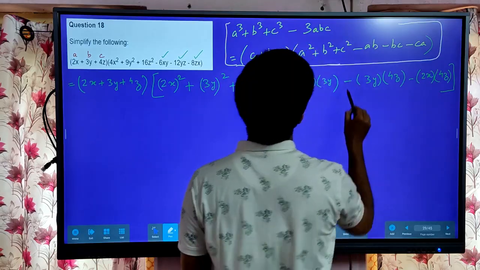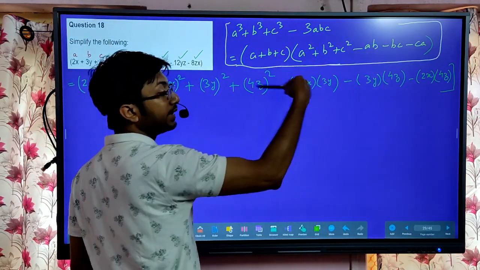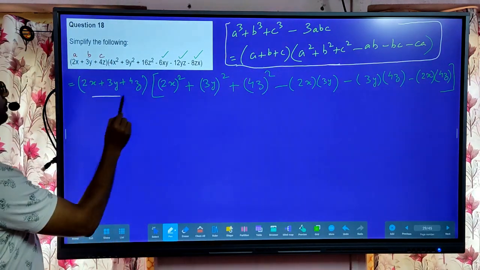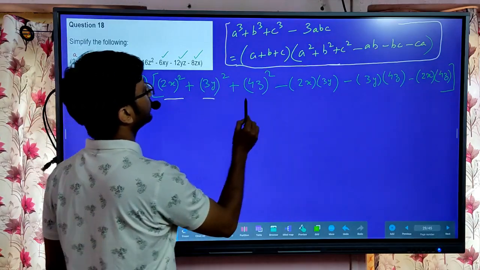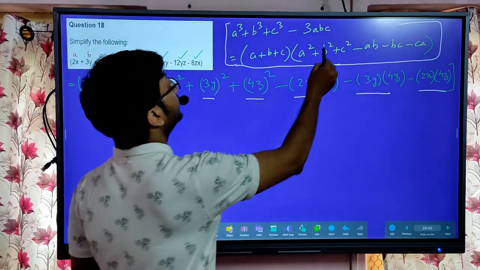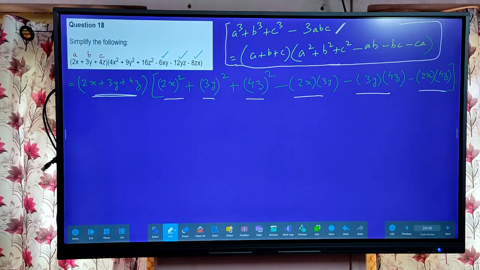This is the format, okay. So if I have expressed this in this format, in the next step I can write this entire thing, a plus b plus c into a square plus b square plus c square minus ab minus bc minus ca, equal to a cube plus b cube plus c cube minus 3abc.